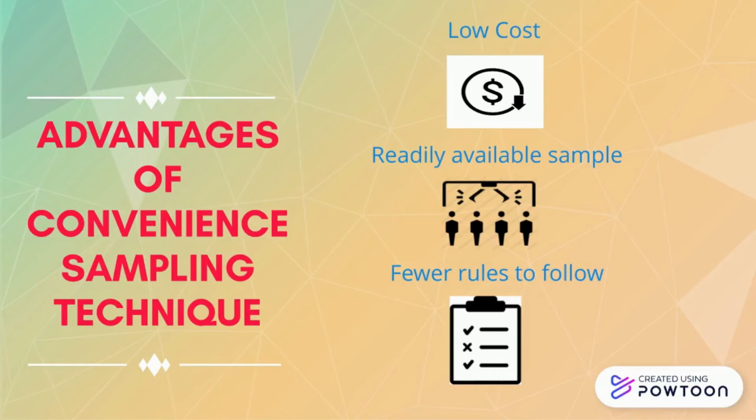Last but not least, it has fewer rules to follow. Convenience sampling technique does not require going through a checklist to filter members of an audience. Therefore, gathering critical information and data becomes uncomplicated. For example, if an NGO wants to survey women's empowerment, they can go to schools, colleges, offices, and others in their proximity and gather quick responses.